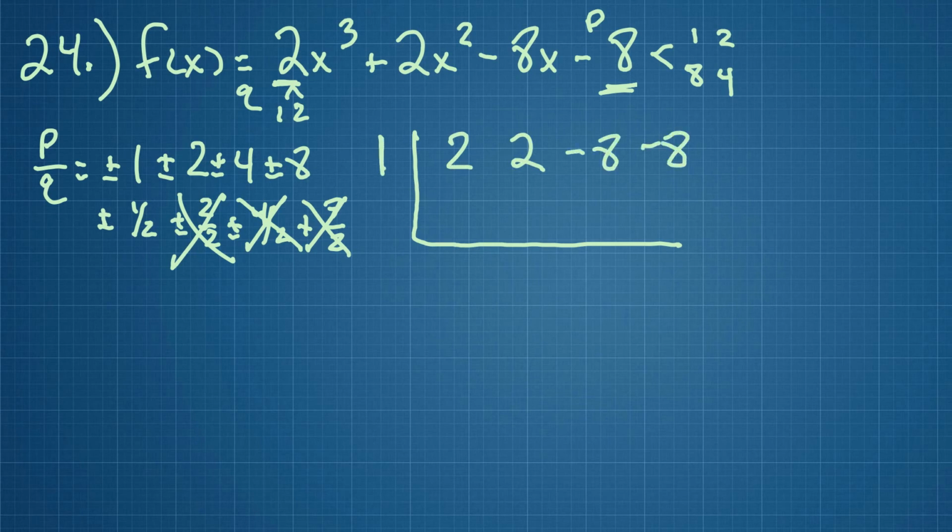We're going to try 1. 2 times 1 is 2. So I have a 2 here. 2 plus 2 is 4. 1 times 4, I get negative 4. 1 and negative 4 is negative 4. That's not going to work. So positive 1 didn't work.